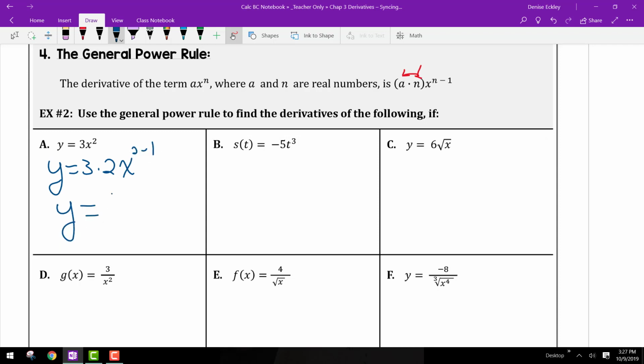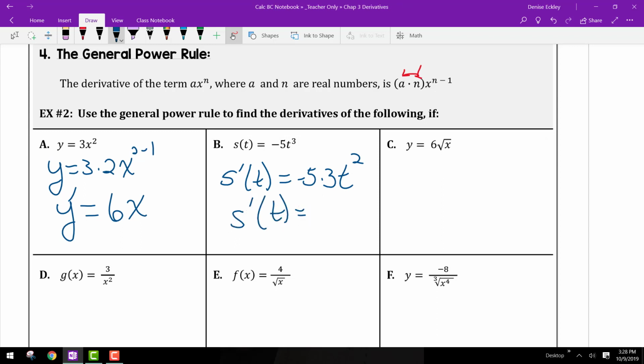So we get y equals 6x. Okay, same thing here. S prime, whoops, I forgot my prime there. S prime of t is going to equal negative 5 times 3t to the second. So S prime of t is going to equal negative 15t squared.